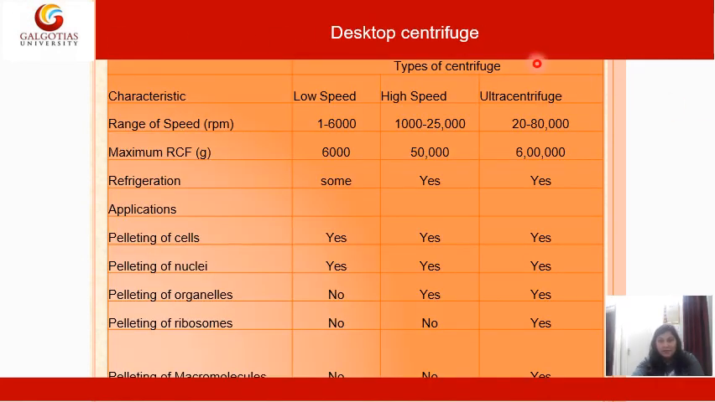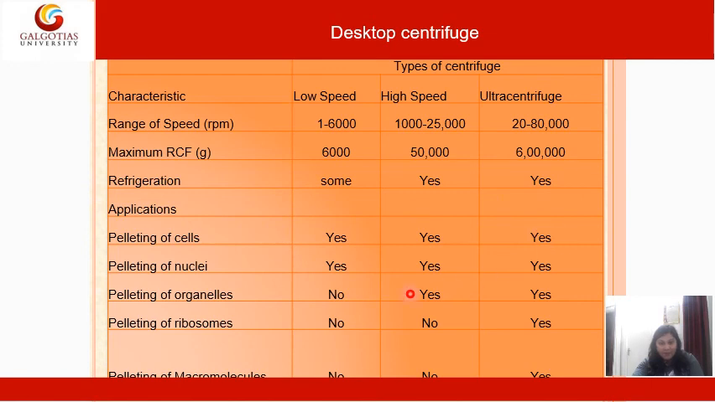This is the comparison of different types of centrifuges: desktop, high speed or ultracentrifuges. You can see here on the basis of speed, the desktop centrifuge has a speed of 1 to 6000, high speed has 1000 to 25,000, whereas the ultra has 20,000 to 80,000. Maximum RCF is 6000 in case of desktop, 50,000 in case of high speed, and 6 lakh in case of ultracentrifuges. Refrigeration is absent in desktop, whereas present in high speed and ultracentrifuges.